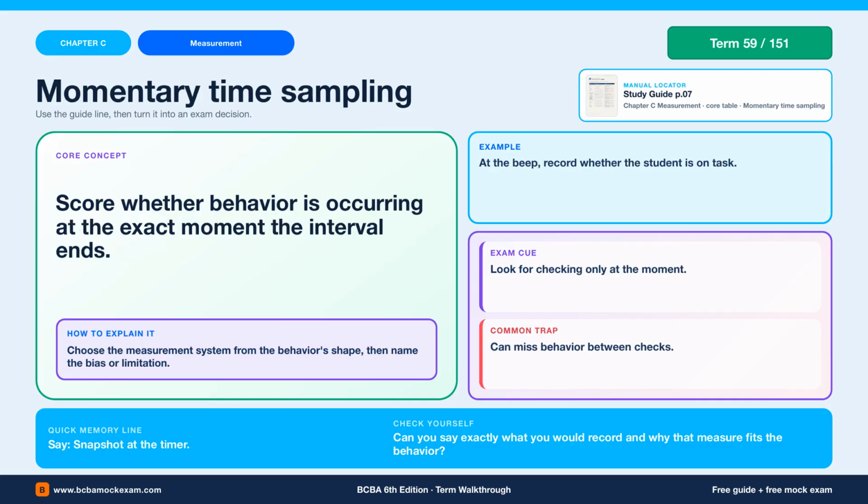Momentary time sampling. Momentary time sampling scores whether behavior is occurring at the exact moment the interval ends. For example, the observer checks at the end of each minute and records whether the learner is on task at that instant. The exam cue is checking at a moment, not throughout the whole interval. The trap is thinking it captures everything that happened during the interval. It can miss behavior between checks. Memory line: Momentary sampling is a snapshot.